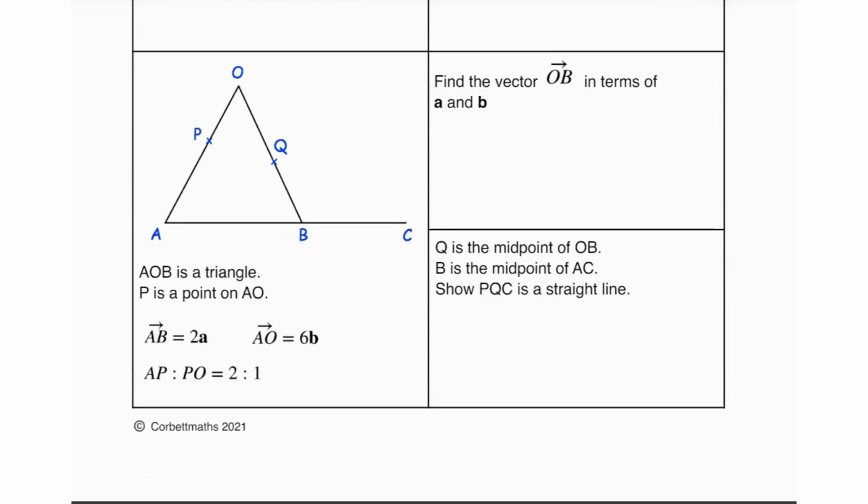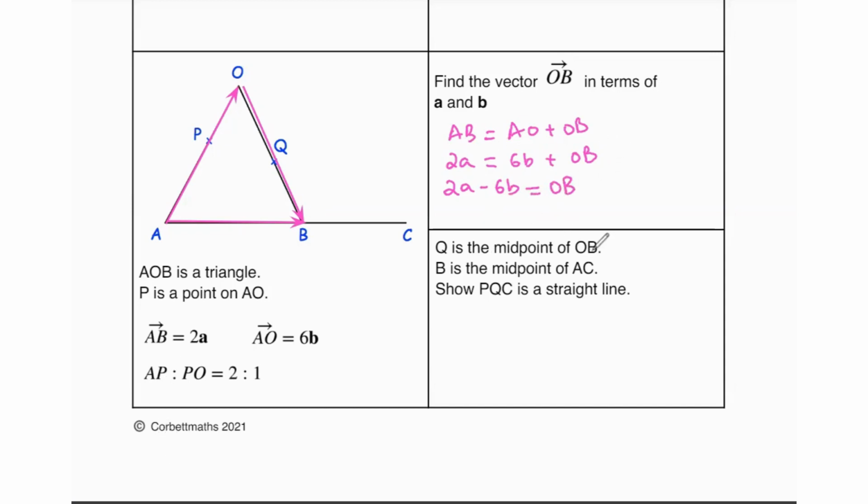Then it says AOB is a triangle, P is a point on AO, AB is 2A, AO is 6B, AP is to PO is 2:1. Find the vector OB in terms of A and B. What we'll do is AB equals to AO plus OB. AB is given as 2A, AO is 6B, and OB is what we have to find. So 2A minus 6B equals to OB.